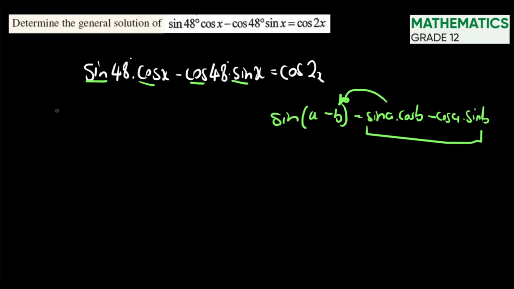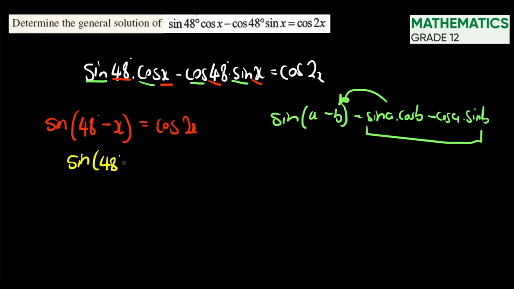So what we do, we just write it as sine. Our A in this instance is 48, and our B will be our x over there. So it will be sine of 48 minus x is equal to cos of 2x. In this instance, we can change this cos to look like the sine, which will be the easier approach this time. In the previous question, we took the more complicated route. So let's take the easy route here, where we're going to say sine will be 90 minus 2x.